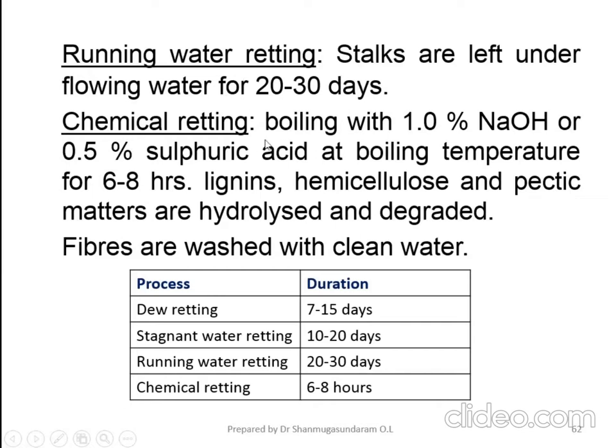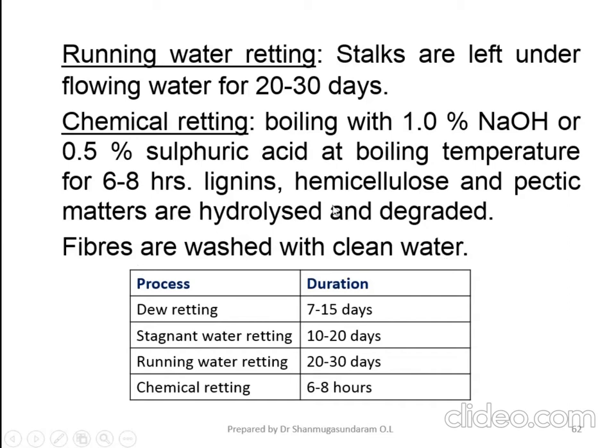Then chemical retting: you have to treat it with 1% sodium hydroxide solution or 0.5% sulfuric acid at boiling temperature for about 6 to 8 hours. The lignin, hemicellulose and pectin materials are hydrolyzed and degraded while treating with sodium hydroxide solution. All the impurities are removed during this chemical retting process. Finally, the fibers are washed with clean water.